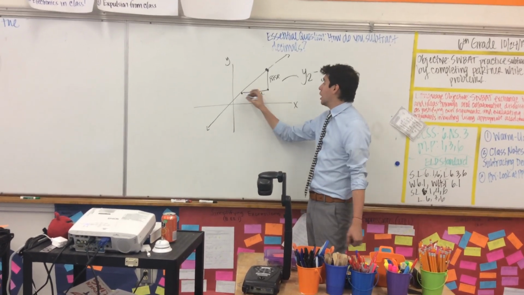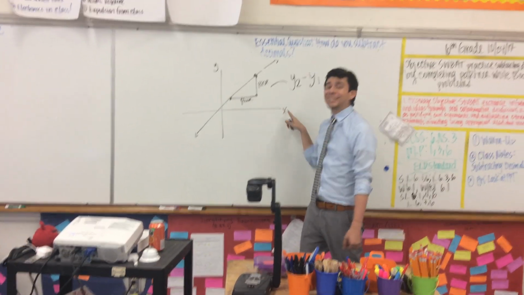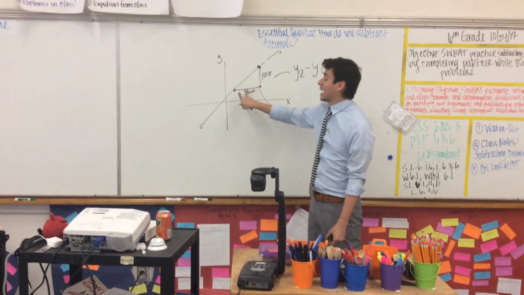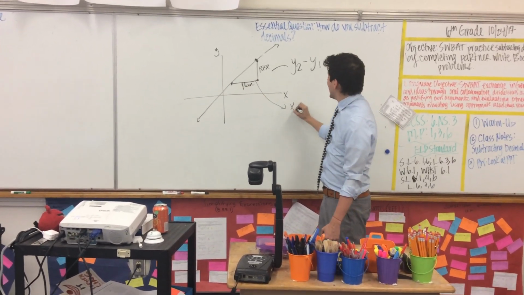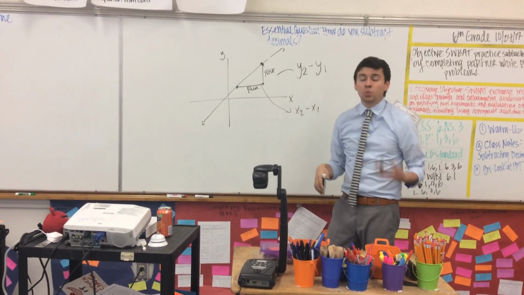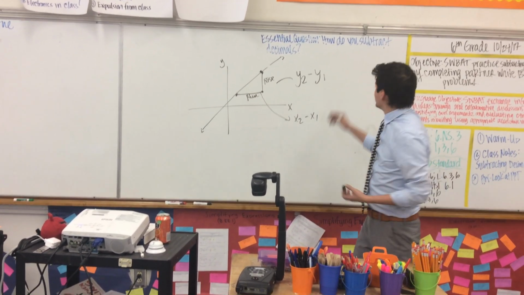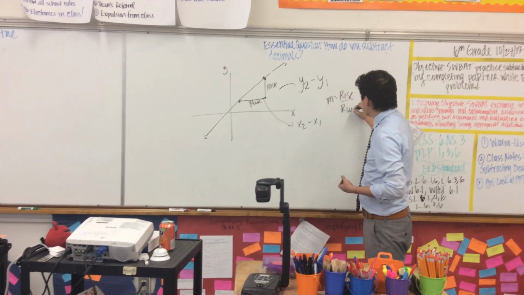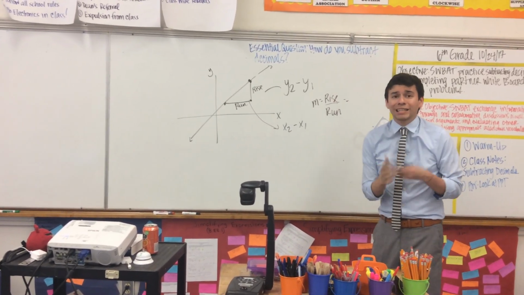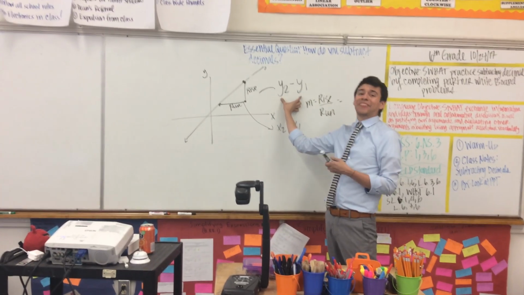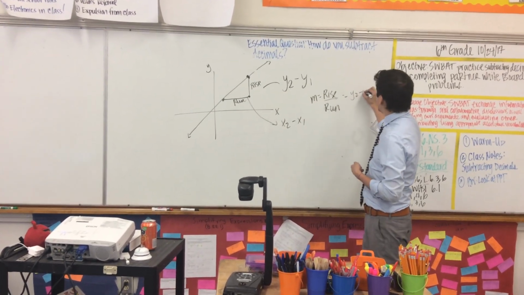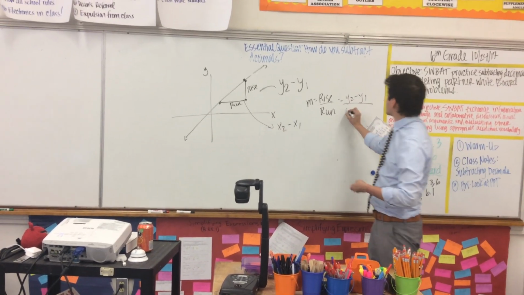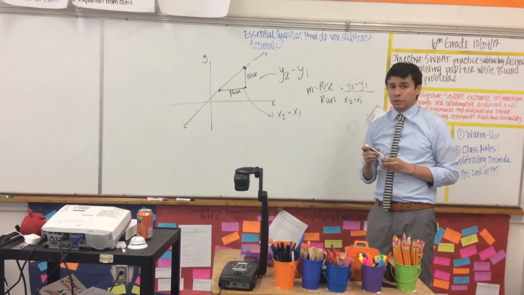And then the run is parallel to the x-axis. In order for you to find the run, you subtract the 2 x values, x2 minus x1. So in essence, the formula is rise over run. But now you can represent the rise with y2 minus y1, and the run with x2 minus x1. And that's how I got the formula.